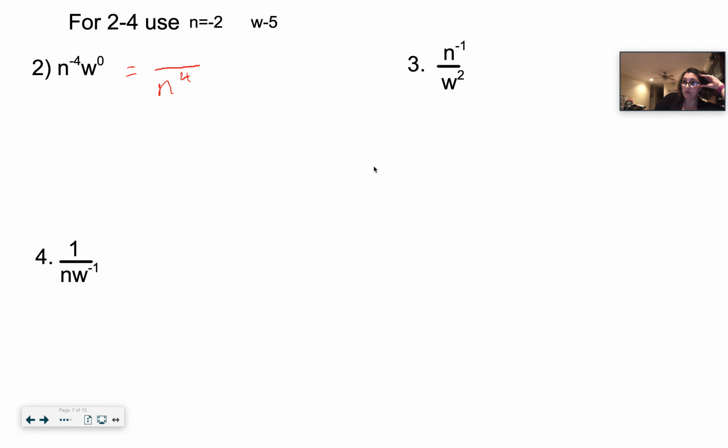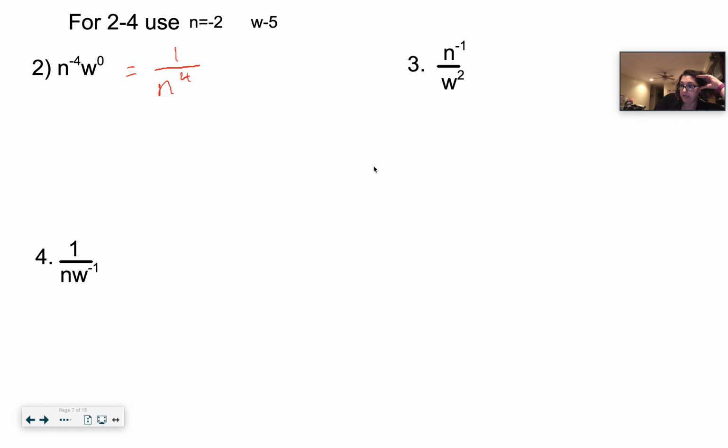Now, W to the 0 is 1. Remember, anything to the 0 power is 1. I don't care if W is negative 5. Negative 5 to the 0 power, guess what, is 1. So the W basically just goes away because anything times 1 is the same thing. So I'm going to bring my 1 on top. So I have 1 over N to the 4th.